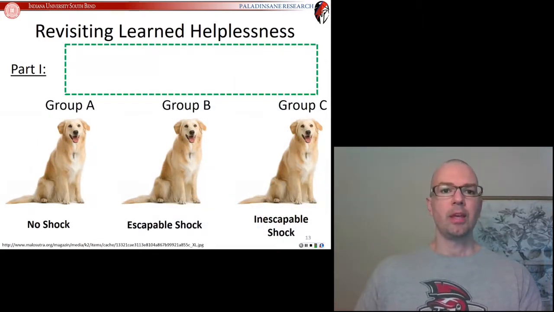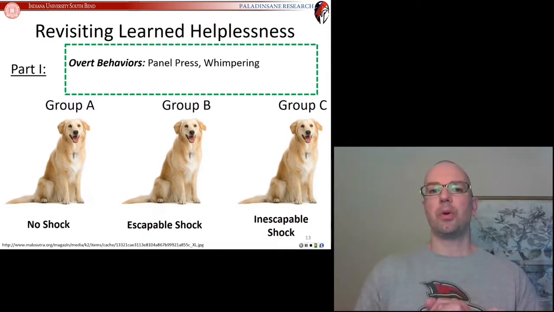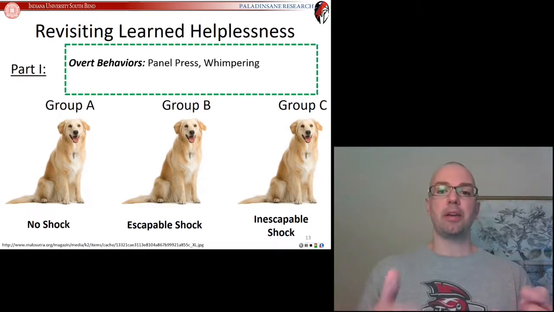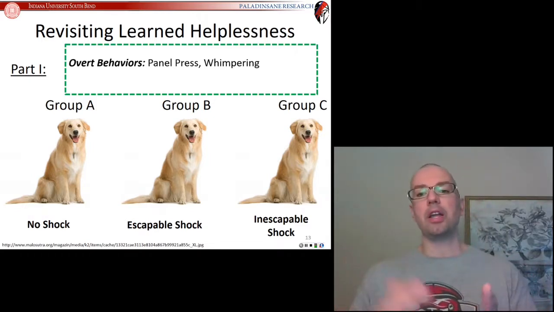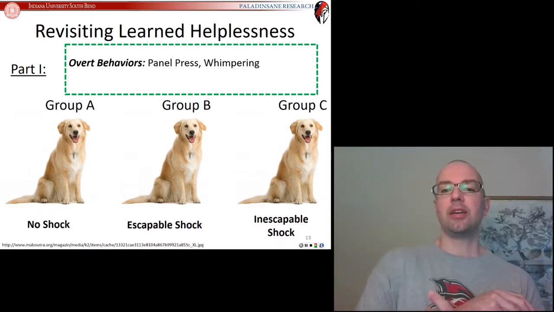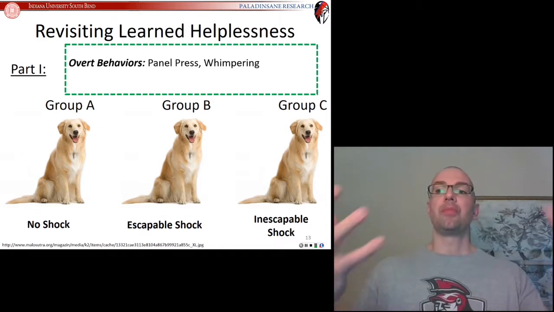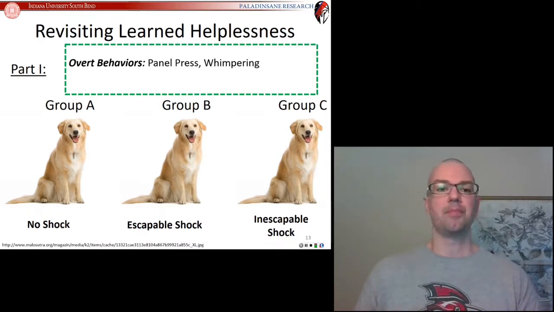So in part 1, the overt behaviors, panel press would be one of those because you could see the dogs press that panel. Whimpering might be another one. So when they were getting shocked, they probably didn't like it. So whimpering could be another one. Walking around, barking, biting things in the room. All of these are behaviors that can be observed by somebody other than the person, in this case the dog, performing the behavior. So those would all be examples of overt behaviors.